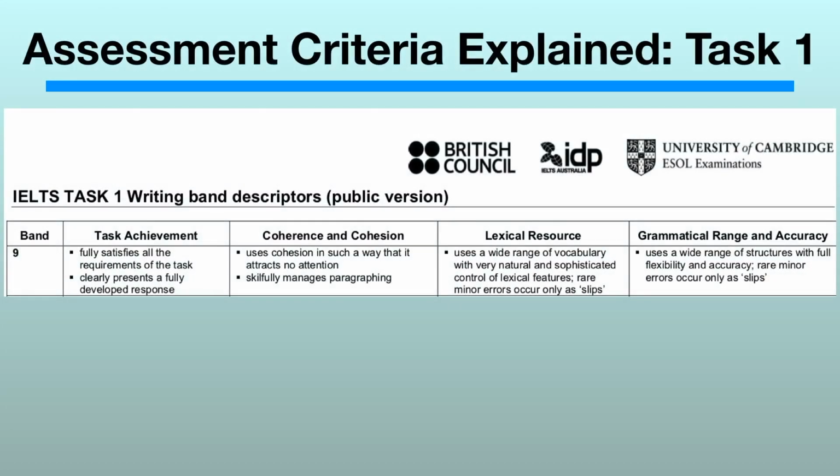When it comes to assessing writings, IELTS examiners follow 4 sets of assessment criteria. Each set targets an essential aspect of a quality piece of writing. The first is task achievement. There are 2 pieces of detail here.